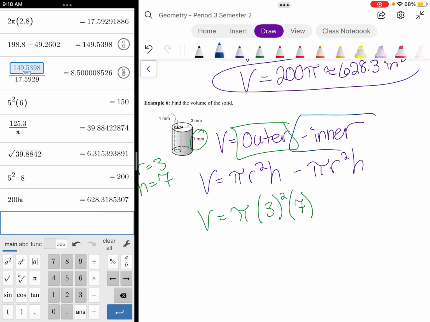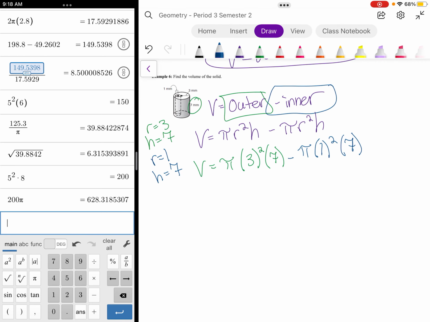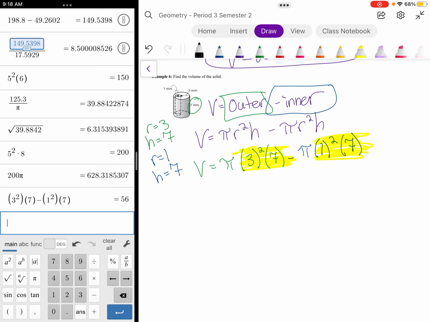And then we have our inner one that we're subtracting, and our inner radius is 1, and the height is 7. So we're going to have pi times 1 squared times our height of 7. And again, if we want this in terms of pi, we're going to type everything into our calculator, including the minus sign, except for the pi. So we're going to type the highlighted portion into the calculator. We'll have 3 squared times 7 minus 1 squared, which is 1. So if you didn't put that, that would still give you the same answer. And we would get that our volume is equal to 56 pi.